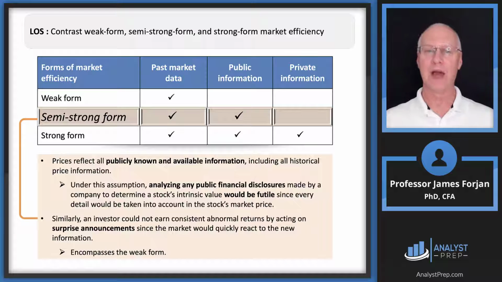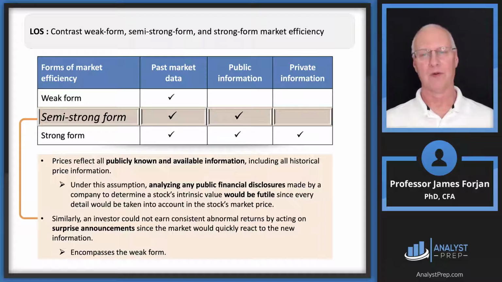So think about what's happening. With weak form, all we have are historical prices. But now we're really expanding that information set to include publicly available information. So what do we call that when we use publicly available information to try to identify over or undervalued stocks? We call that fundamental analysis.